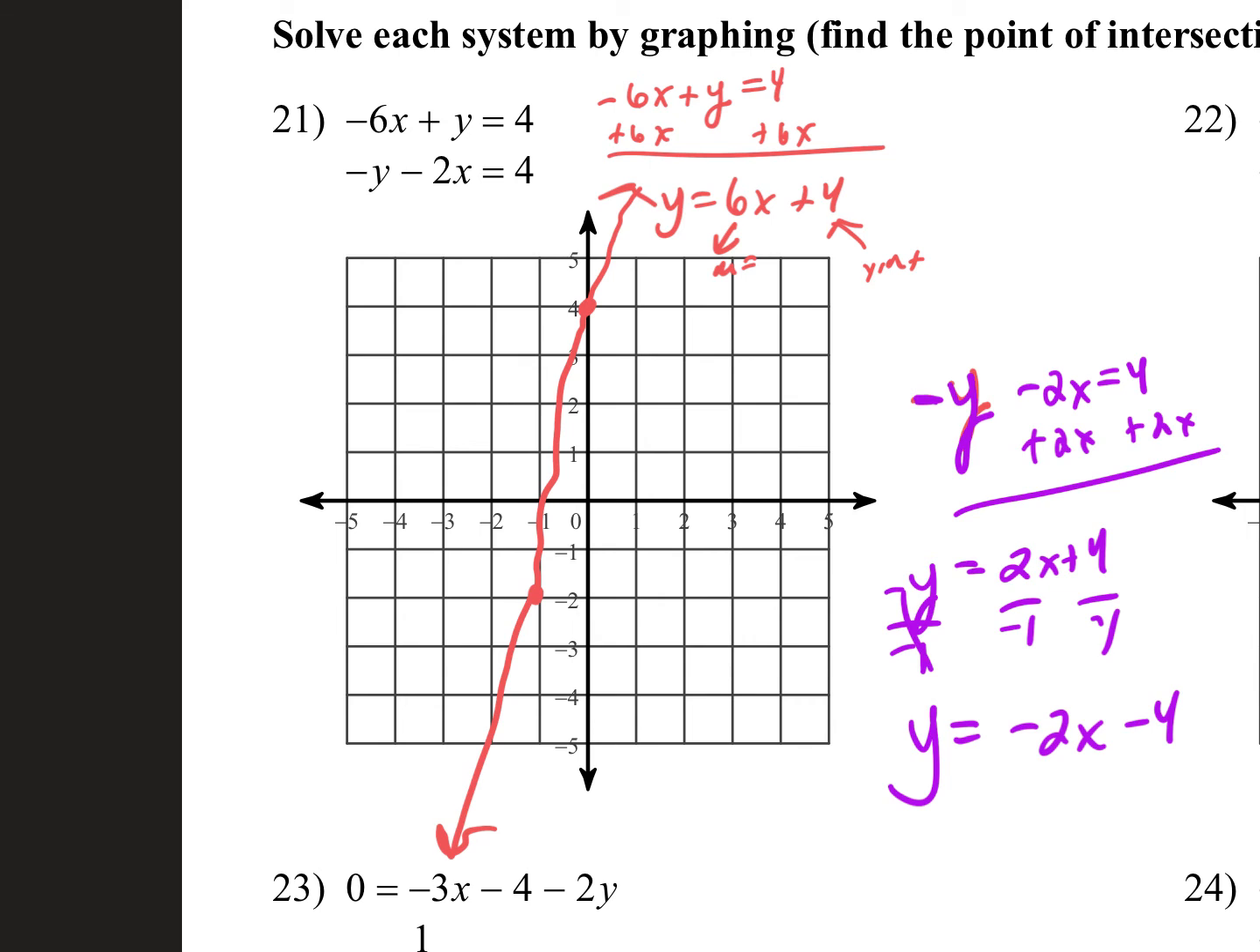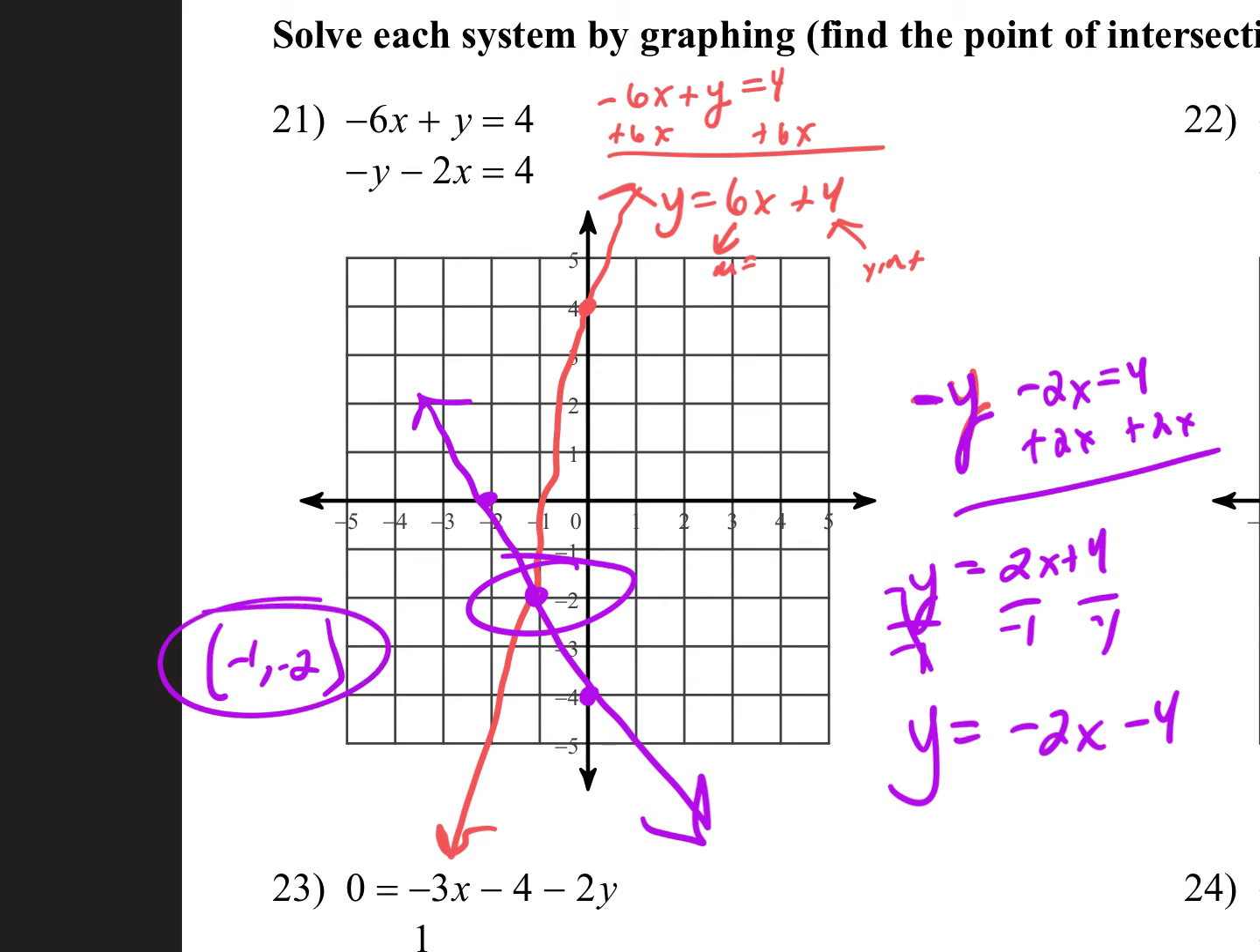Negative. That means my line's going downwards, and I'm going to start at negative 4. So I'm going to go up 2 over 1, up 2 over 1, and my line is going to go downwards. When you draw it, you should think to yourself, which way is my pencil moving? Is it moving up or down? Is there a solution to this set of equations? Yes, what is the solution? Where do they intersect, guys? -1, -2. Good.